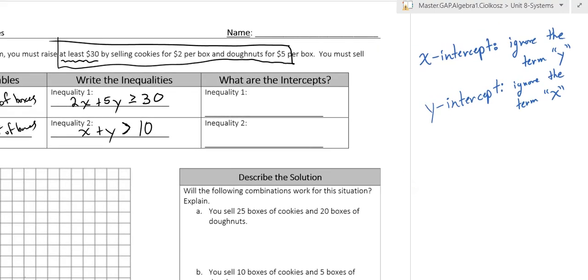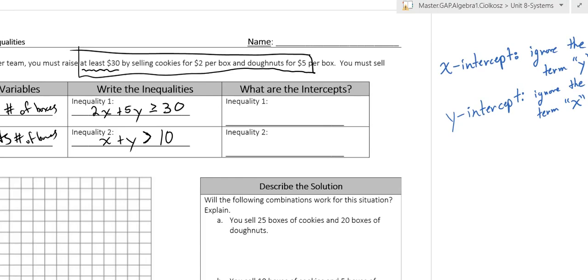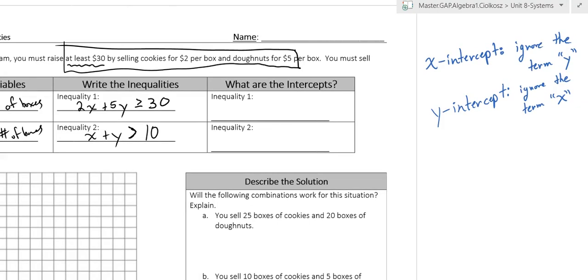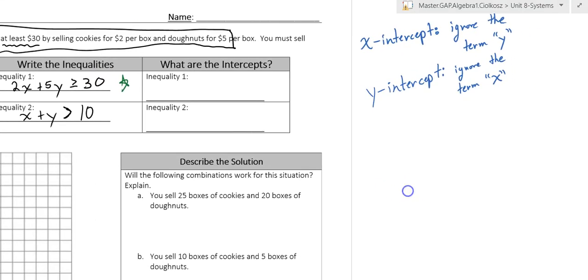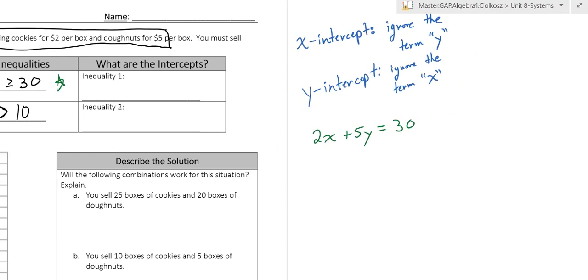So let's look at our first inequality here. So I'm going to do this one in green. So for my green one here, I have 2x plus 5y. And when we solve these, we can go ahead here and just pretend it's equal to. That's how we find intercepts. So first, I'm going to find my x-intercept. And then over here, I'm going to do some extra work to find my y-intercept.